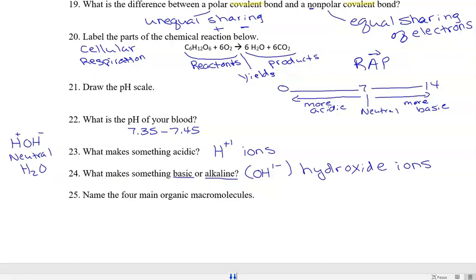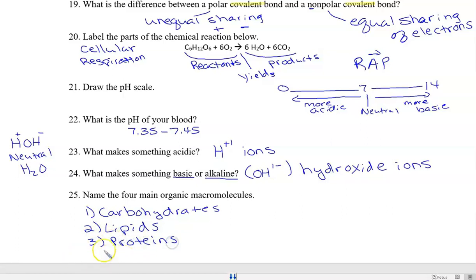Next, not next unit, but part 2, we're going to go into detail on the 4 organic compounds. We are going to be talking about carbohydrates, lipids, proteins, and nucleic acids. That will be our next lesson, and I will try to make a video of that very soon.